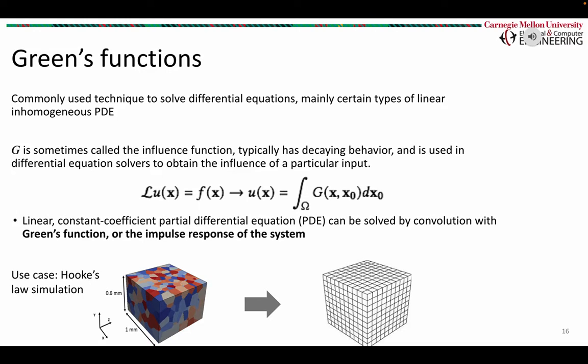So, linear constant coefficient partial differential equations can be solved by convolution with the Green's function. Our use case is a Hooke's law simulation known as MASSIVE, which computes stress and strain in materials. We choose the convolution in MASSIVE as our use case because of the following reasons. First, because the assumptions of the problem, including boundary conditions, are well stated.